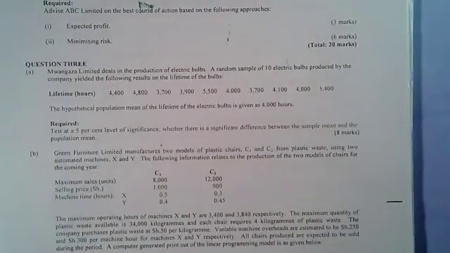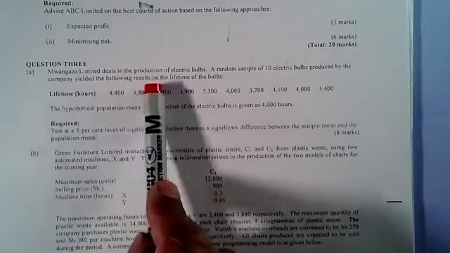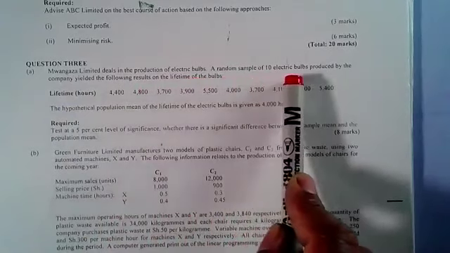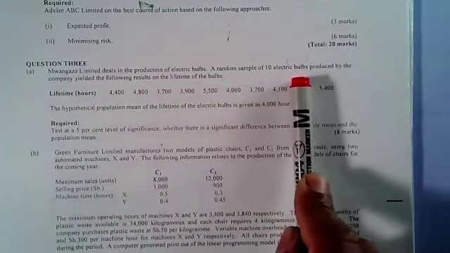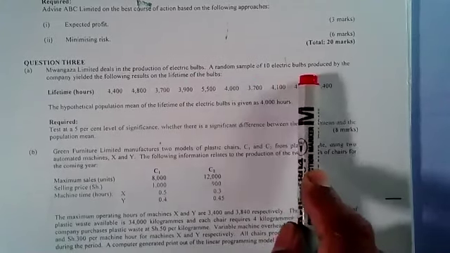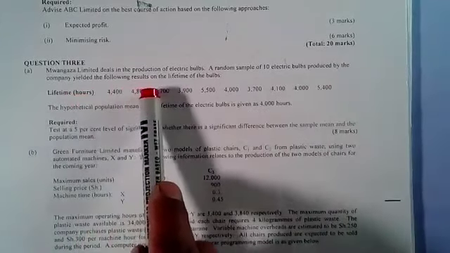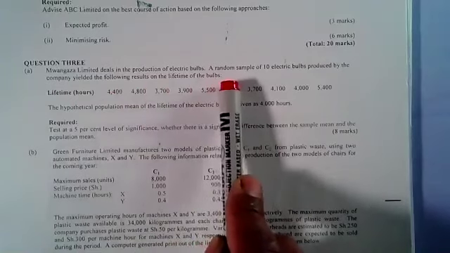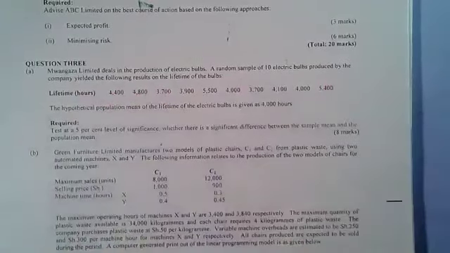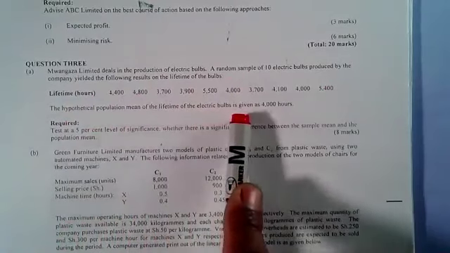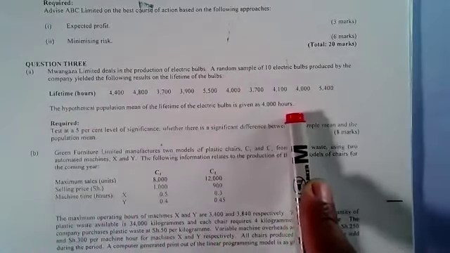Hoping we are there. Question 3 umeambiwa, Mwangaza Limited is in the production of electric bulbs. A random sample of 10 electric bulb. You see in this case, our N is less than that. Kwa hivyo tutatumia a t-test. A random sample of 10 electric bulb produced by the company yielded the following results on the lifetime of the bulbs. So umepewa hizo zote. The hypothetical population mean of the lifetime of the electric bulb is given as 4,000 hours.